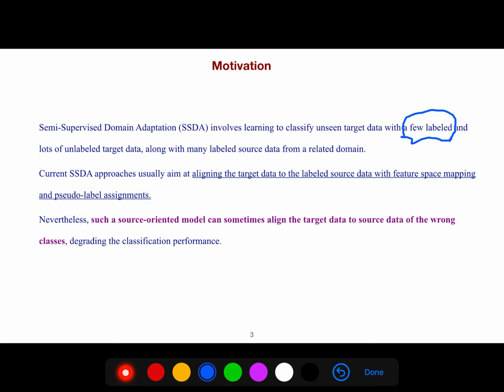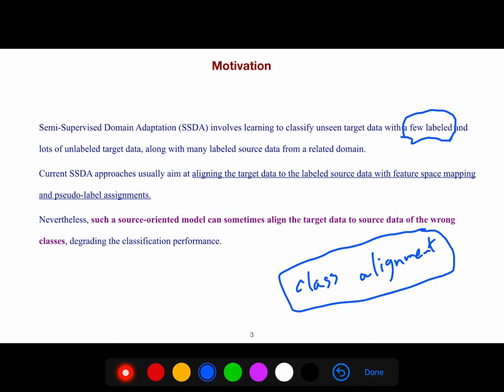Nevertheless, such a source-oriented model can sometimes align the target data to source data of the wrong classes, degrading the classification performance. So class alignment is very important. We call it class alignment. It's an important constraint that should be included in your modeling of domain adaptation. Otherwise, it maps it to the wrong classes.